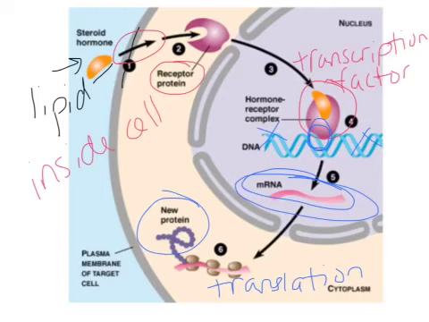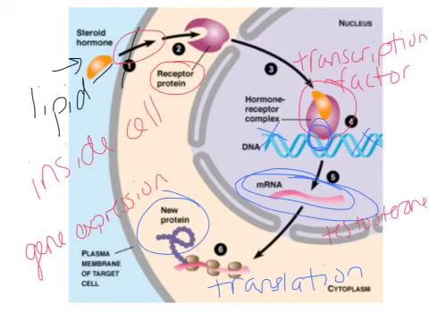So these can have an impact on gene expression. They can control which genes are being expressed. Your most common examples of steroid hormones are going to be testosterone and estrogen, which hopefully you recognize as male and female hormones.